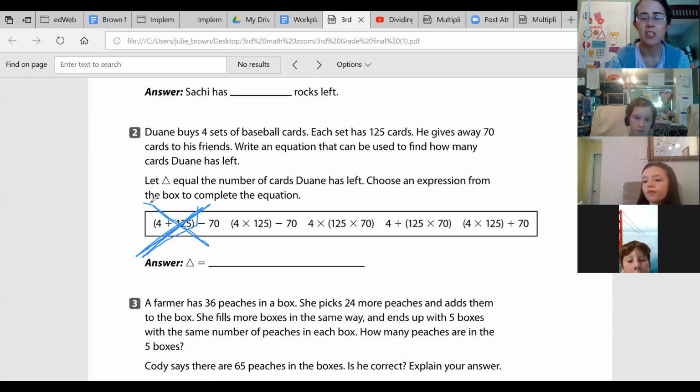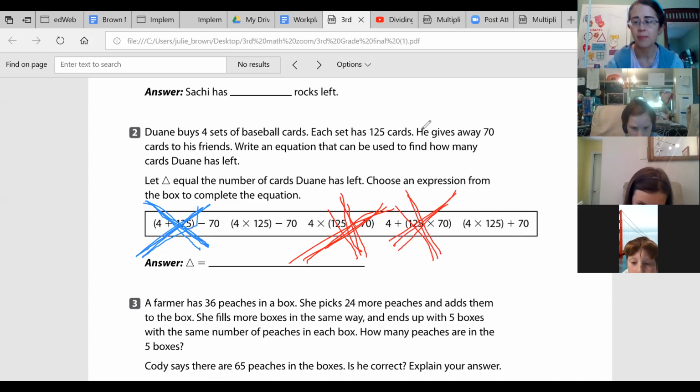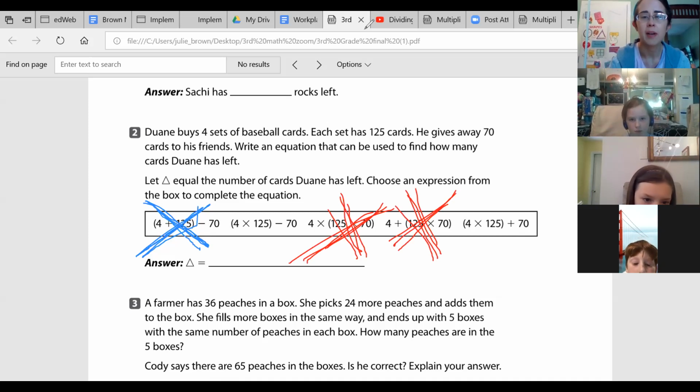And then Dash, if you see any other ones that we can cross out, go ahead and cross them out. Anything that's not 125 times 4. Okay, anything else? Yep, that one is times 70, so that's wrong. Okay, so we've only got 2 choices left. Hadley, can you read for me? I'll try to draw a nice big arrow towards it.